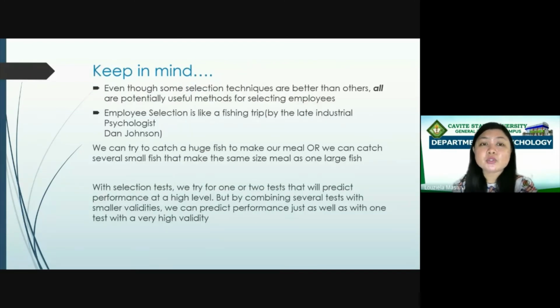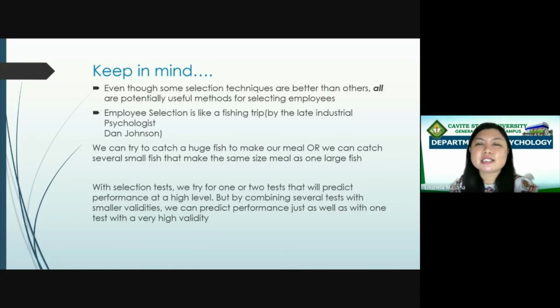Keep in mind also that even though some selection techniques are better than others, all are potentially useful methods for selecting employees. Siguro it will just depend on how the HR assigned with selection manage to perform these methods and ano ba yung posisyon na tinitingnan nating lalagyan natin ng empleyado o ng applicant.